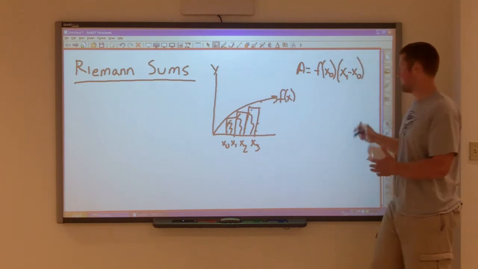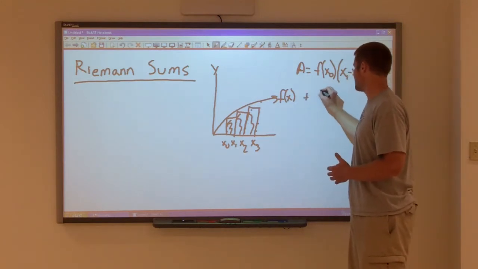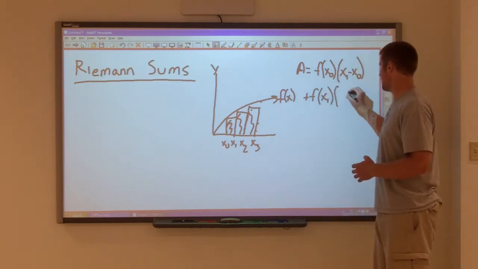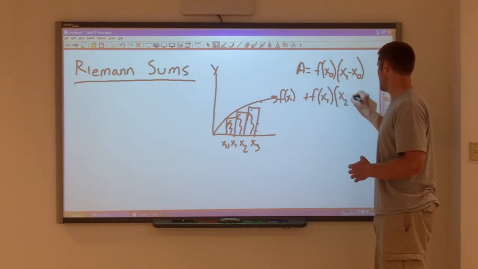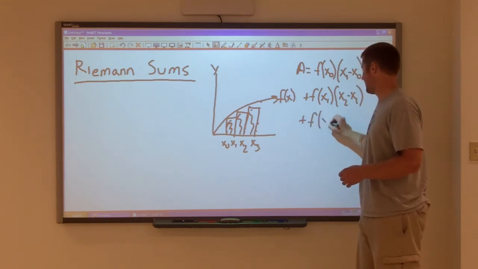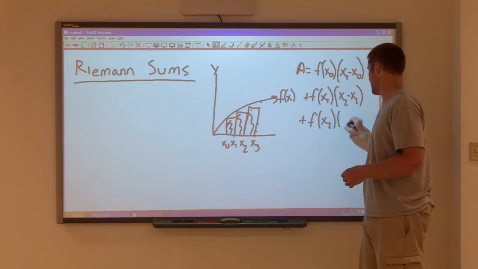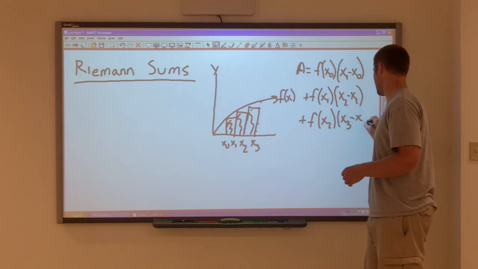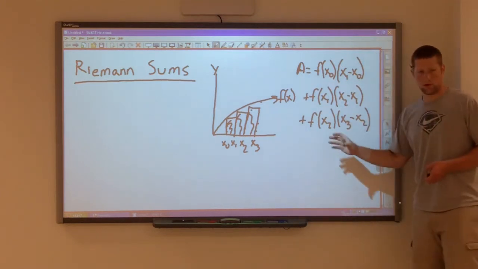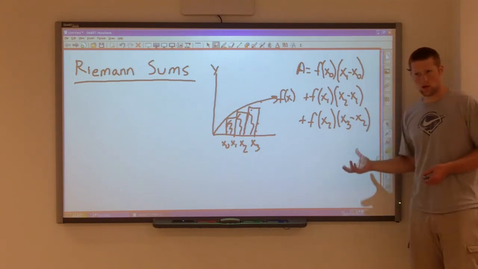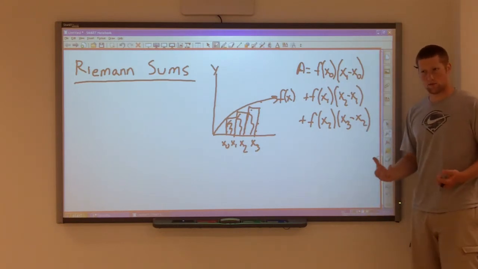Now, we add up all the rectangles. So, our next term, plus f of x sub 1 times x sub 2 minus x sub 1. And our third rectangle, f of x sub 2 times x sub 3 minus x sub 2. So all we've done is broken it up rectangle by rectangle, and we're adding all those areas together. The notation looks complicated, but the concept is very simple.